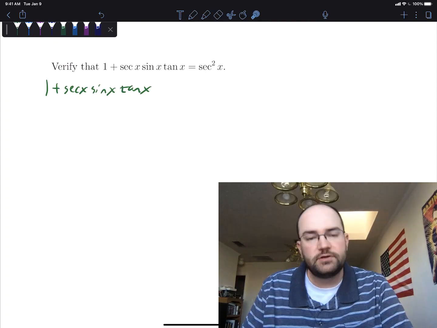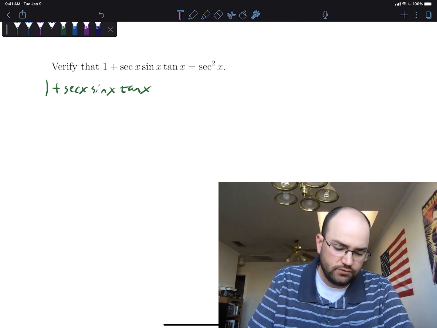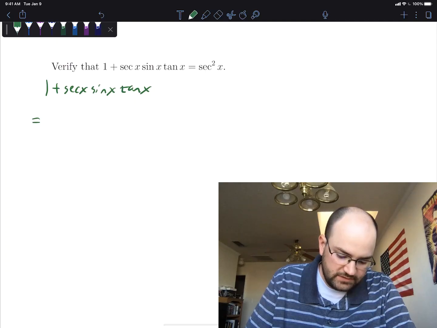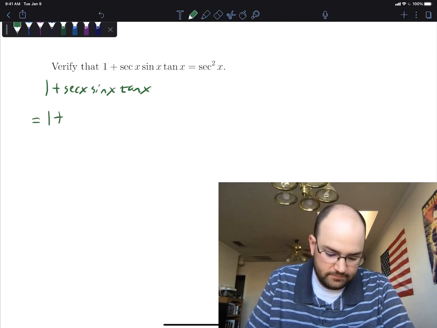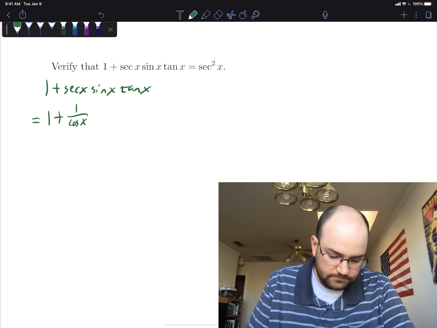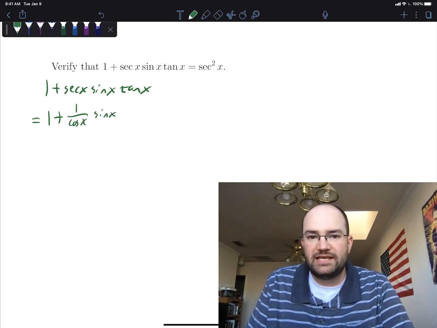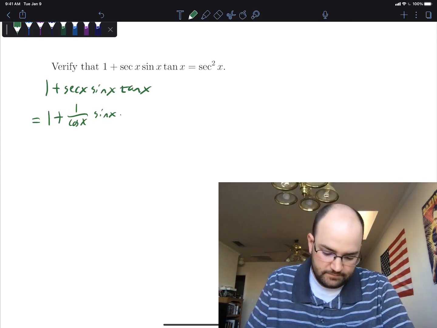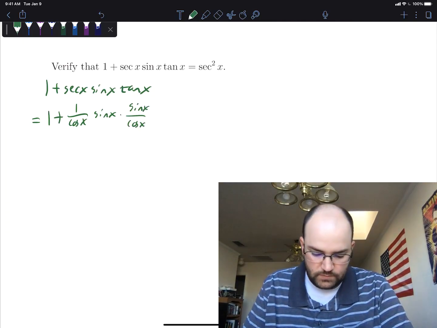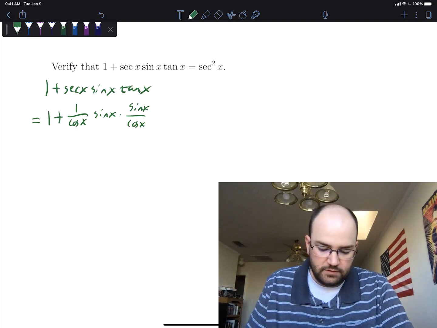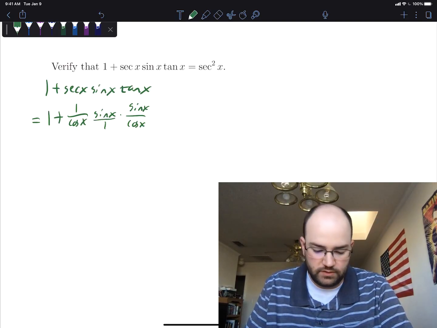So to do this, I'm going to put everything in terms of sines and cosines over here. That's usually a good idea. So it's going to give me 1 plus secant, which is the reciprocal of cosine. Sine is just sine. And tangent is sine over cosine. Good. Now, if you notice, sine x is actually sine of x over 1.